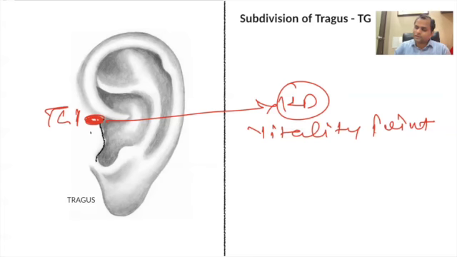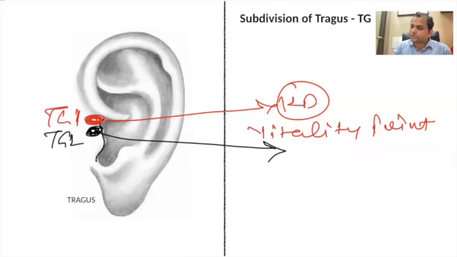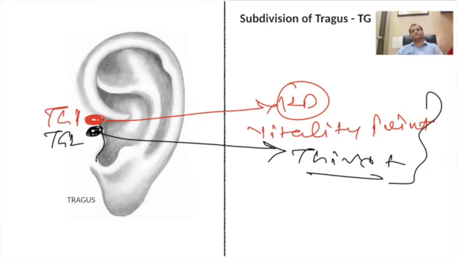अब हम बात करते हैं tragus 2 की. चलिए tragus 2 की बात करते हैं. Now remember one thing. The tragus 2 is connected with the thirst, and thirst is also part of kidney. जब किडनी कमजोर होती है तो प्यास लगती है. Kidney is connected with the thirst. So tragus 2 is connected with the thirst.